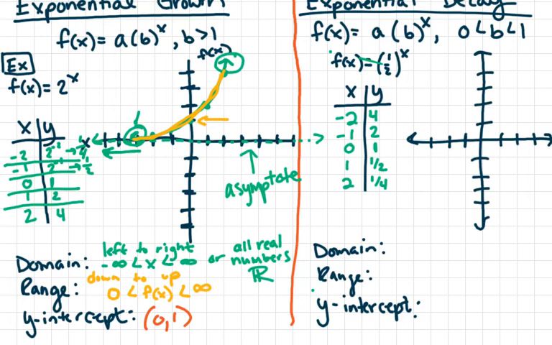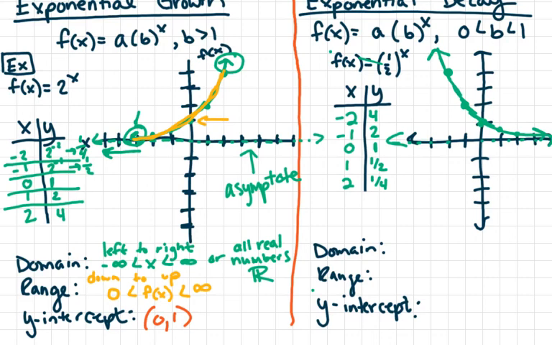All right, and so I'm going to go ahead and plot these points. So -2, 4, right here. -1, 2, 0, 1, 1, 1/2, 2, 1/4. And so it looks very, very similar to the growth graph, except now it's decreasing instead of increasing. It's still never touching or crossing 0 into the negatives. So I still have an asymptote right here at the x-axis.